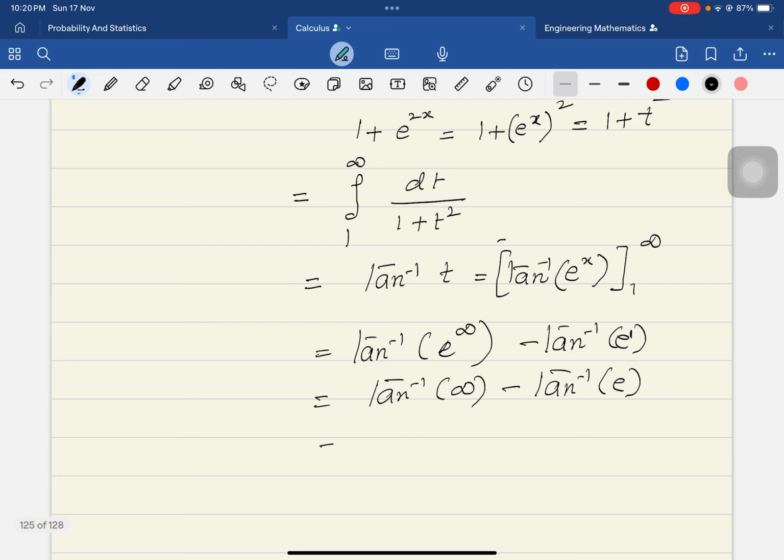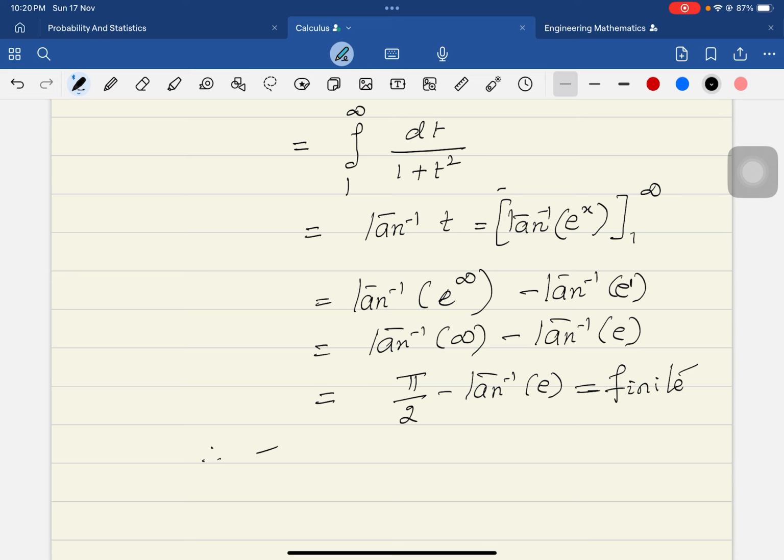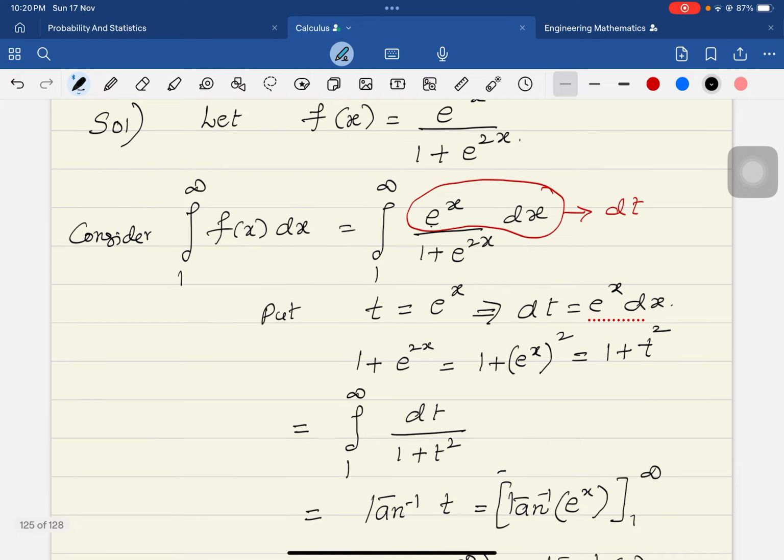So the value is tan inverse of infinity, which is pi by 2, minus tan inverse of e. This is of course a finite value. Our job is to find out whether it is finite or not. So it is finite. When the integral is finite, the series summation n equals 1 to infinity e power n by 1 plus e power 2n also converges. If the limit is finite, then we say that the series is convergent.